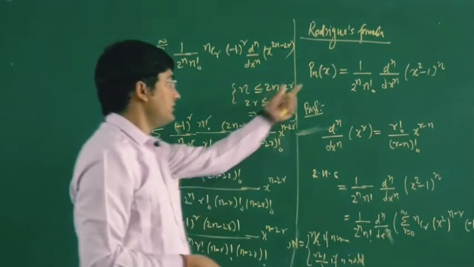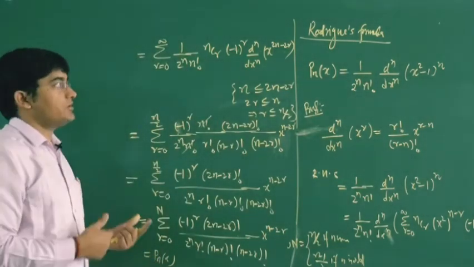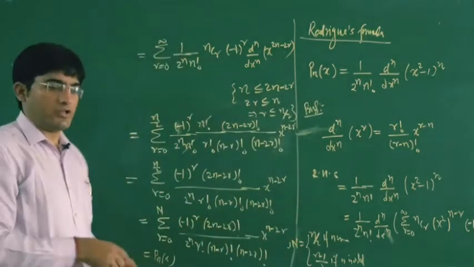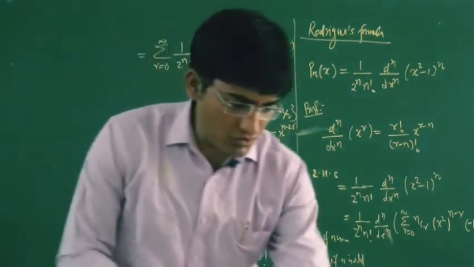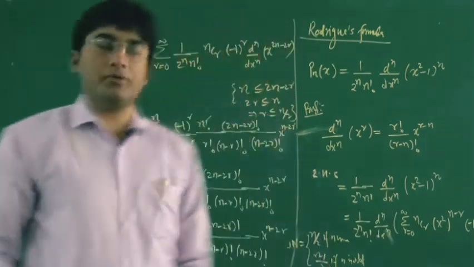So this Legendre polynomial is equal to your Pn(x). So this right hand side is equal to your Pn(x), and this is known as your Rodrigues formula. Now with the help of this Rodrigues formula, we can have the values of P0, P1, P2 and P3.